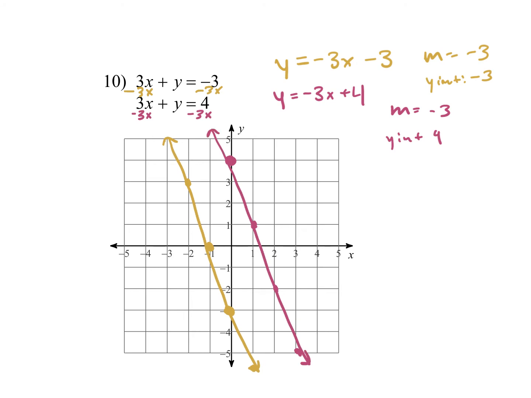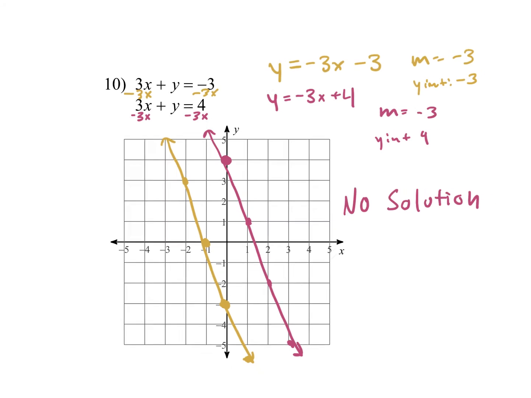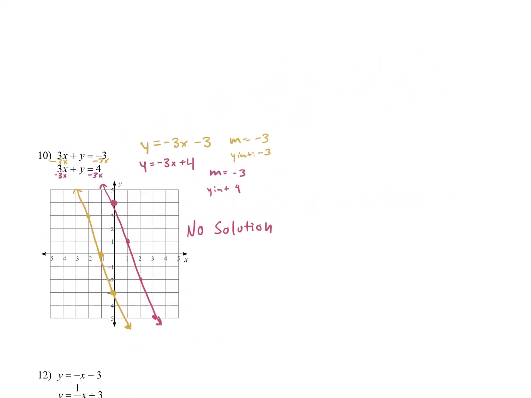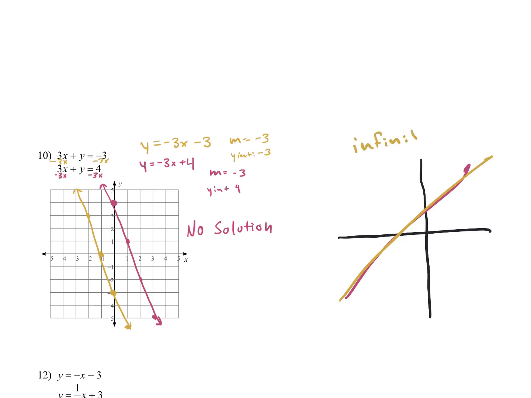Do my lines intersect? No. So what would my answer be? Do I have an answer? It's no solution. So when your lines don't touch, your answer is no solution. What about if you have the same exact line? So if I had a line here and another one here. Infinitely many solutions. So if it were the same exact line, it's infinitely many solutions.